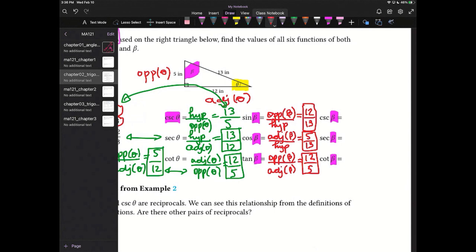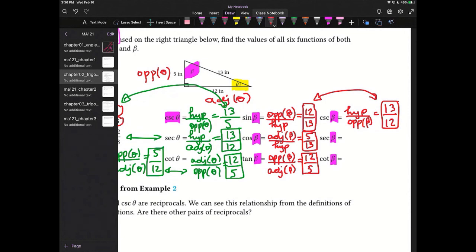Now, all other trigonometric functions are reciprocals of the previous ones. Cosecant is the reciprocal of sine, so it is defined as hypotenuse over opposite. The hypotenuse is still 13, and the opposite of beta is 12. Notice that when you compare the two trigonometric functions, which in pairs are reciprocals of each other, you have the flip of the fractions.